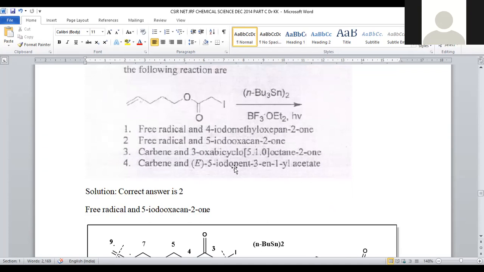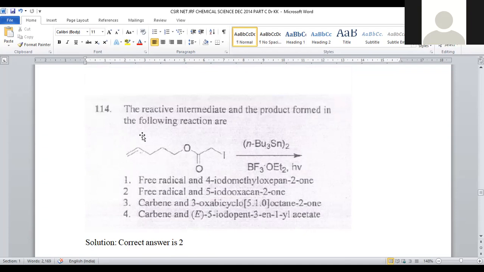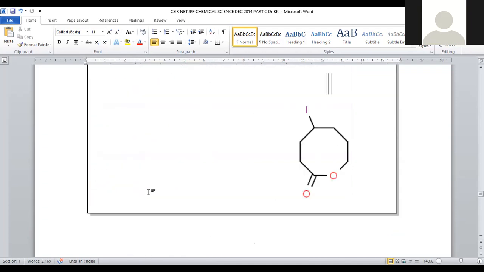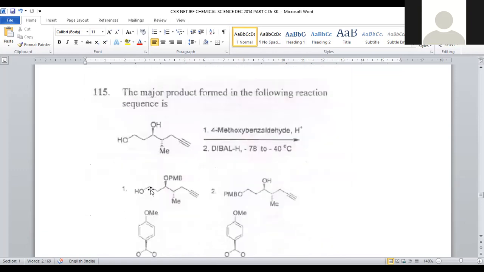So being a free radical mechanism, it will participate in the homolytic fission of the bonds, and there is a formation of an 8-membered ring with the iodo substitution at the 5th position. That is given in option number 2. For question number 114, option number 2 will be the right answer. And the next one will be question number 115. The major product formed in the following reaction sequence.